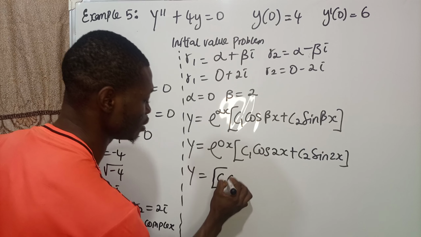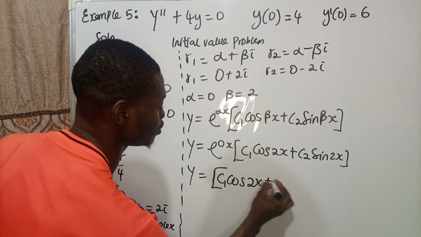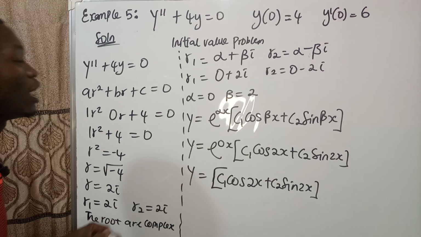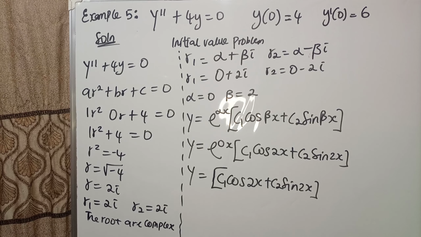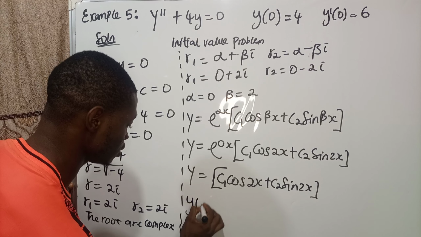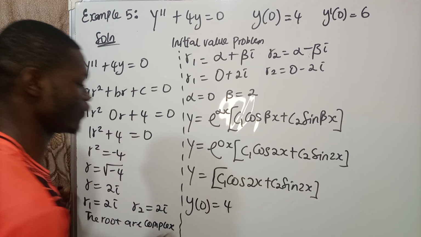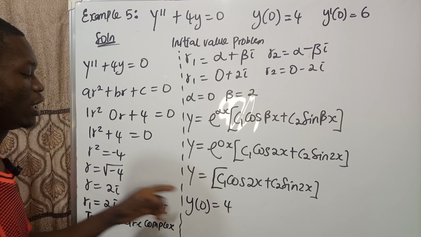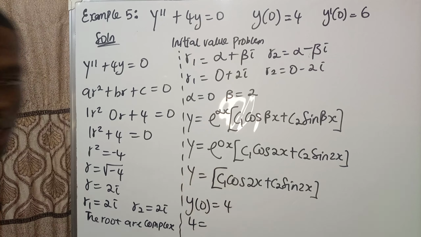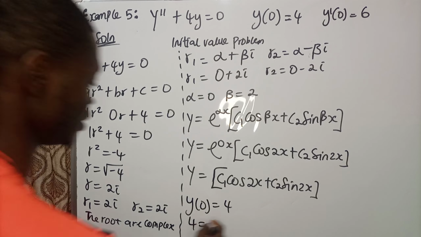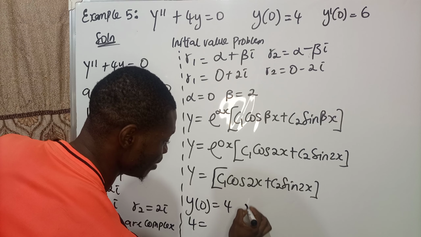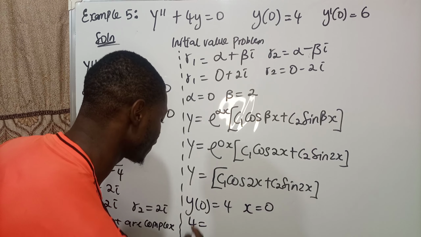So we have c1 cos 2x plus c2 sine 2x. Now, because we are looking for the initial value problem, remember our y(0) is equal to 4. So anywhere we see y, we put 4. Remember, when y is 4, x is 0.